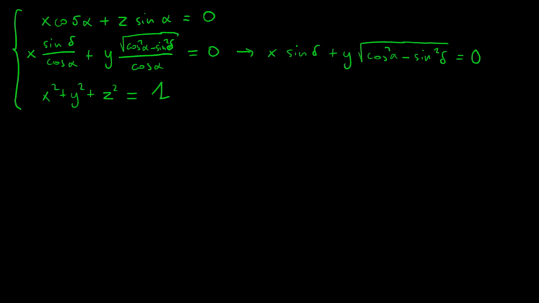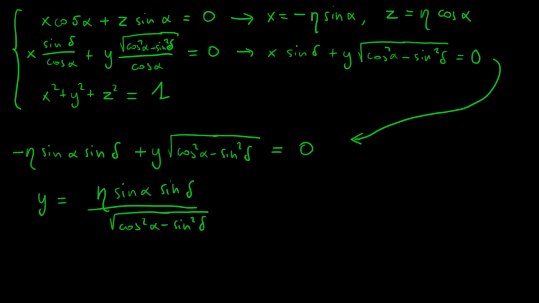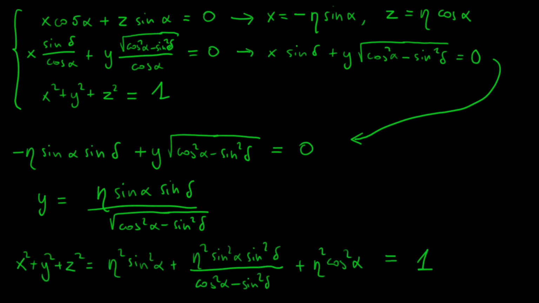The second equation can be simplified by multiplying both sides by cosine of alpha. To satisfy the first equation, we can assume x and z to be equal to some constant eta times minus sine of alpha and cosine of alpha respectively. Eta will be what is often called a normalizing factor. We'll calculate it later. Substituting x to the second equation, we get this expression for y. Now we can substitute all of this into the third equation and solve for eta.